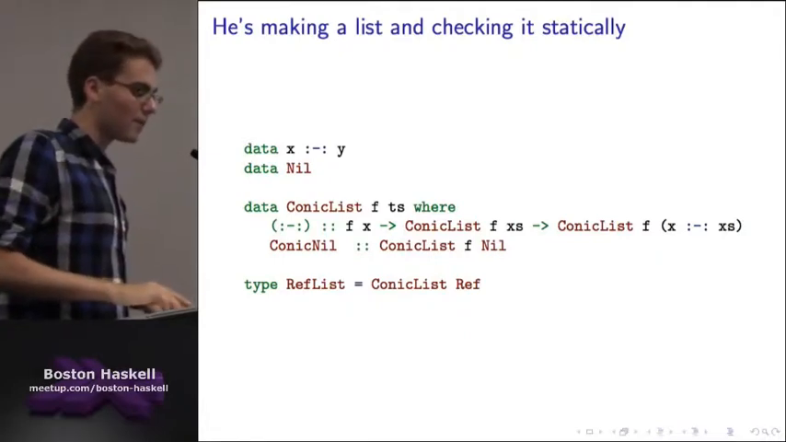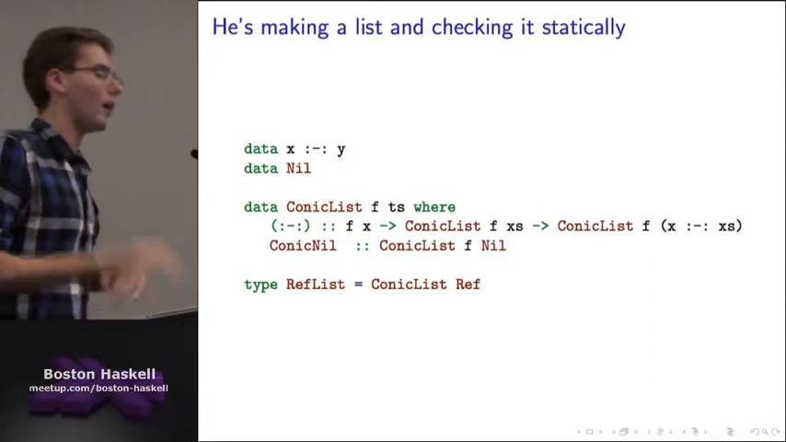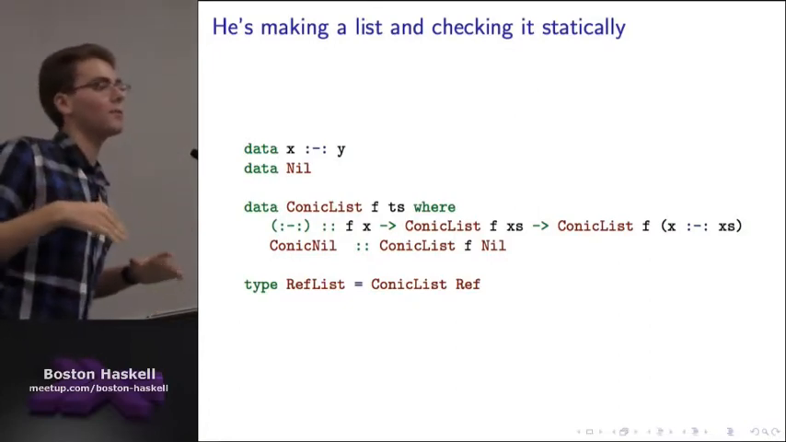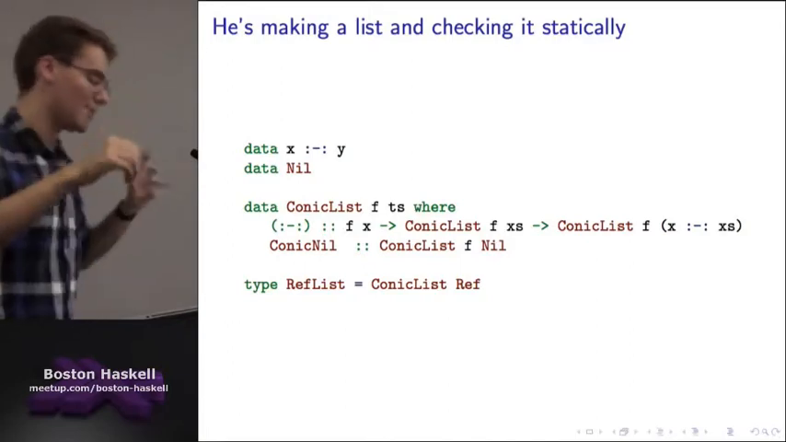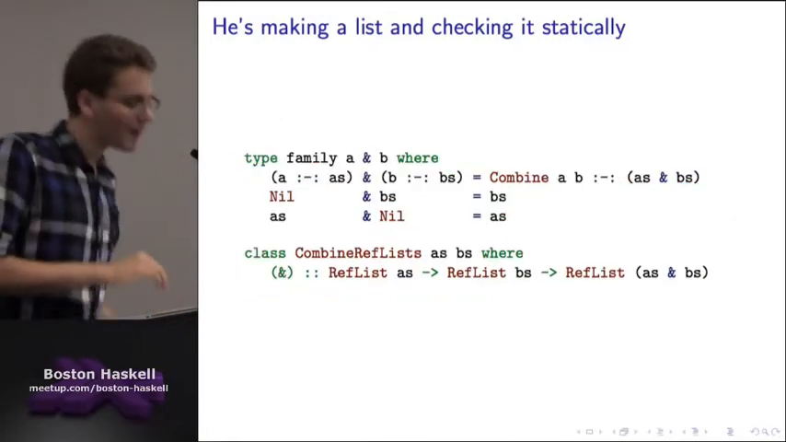And a list of references is just a heterogeneous list where all of the things are either a relative ref or an absolute ref. And then in type, we get a type level list that tells us which things are absolute and which things are relative. And we can talk about combining those things together.